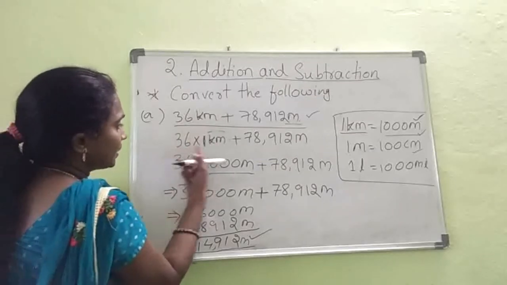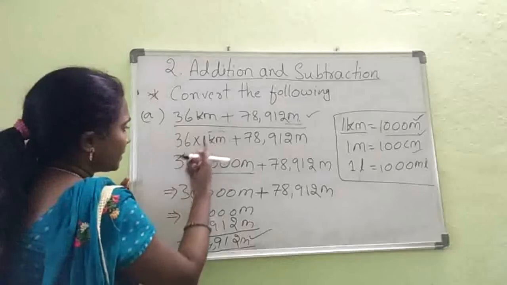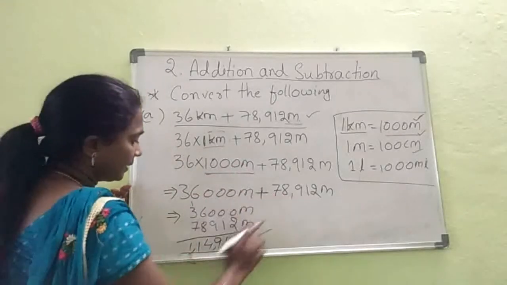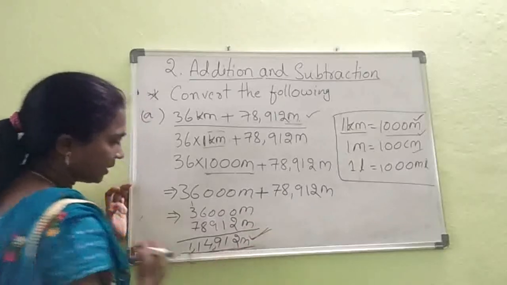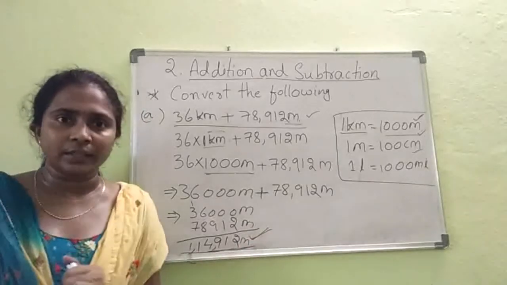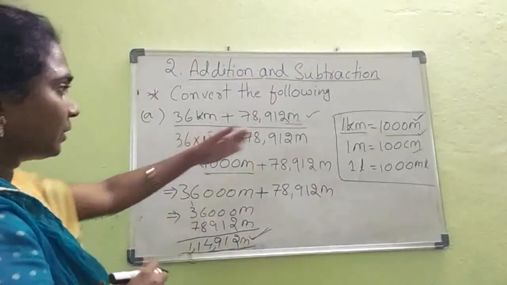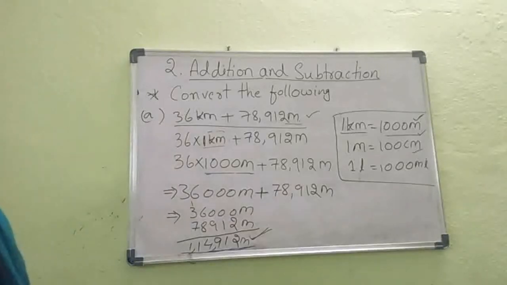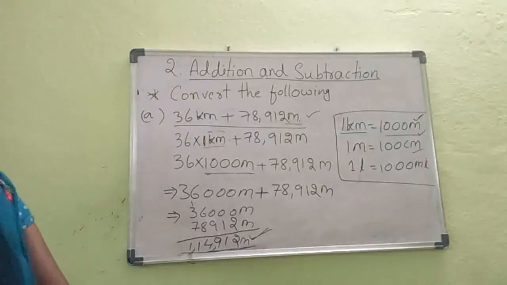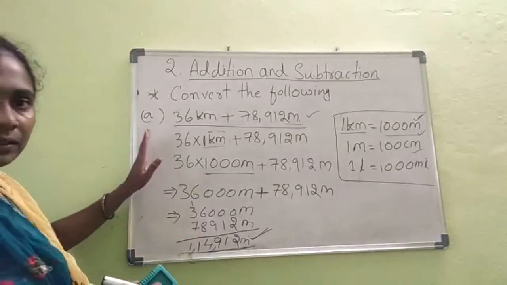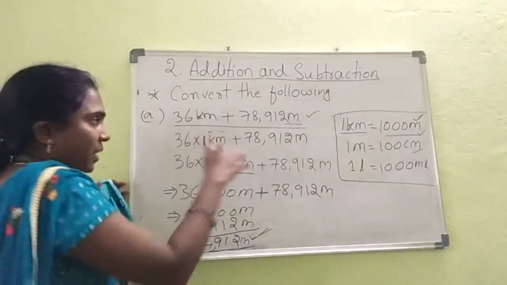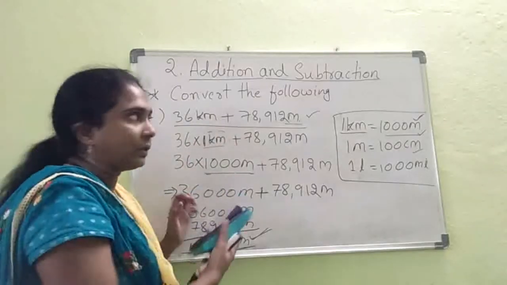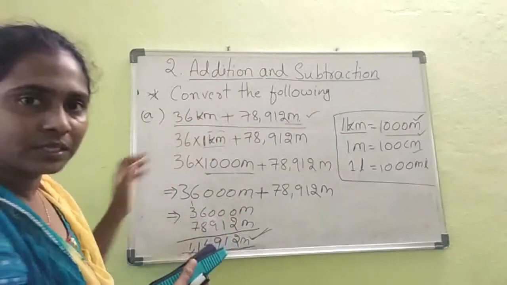36 kilometers, I wrote 36 into 1 kilometer. Next, in place of 1 kilometer, I wrote 1000 meters. Then just multiply and add these two numbers. This is the final answer. I hope it's clear, right? This first question is based on conversions, and we'll see one more based on this concept only. If you want the answer for this, you can pause the video and copy these steps in your notebook. Okay, so I'm going to explain one more question based on the same concept.